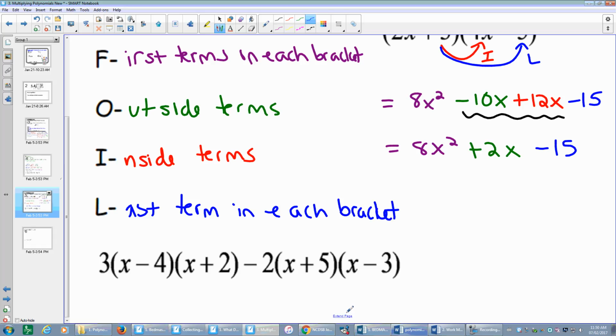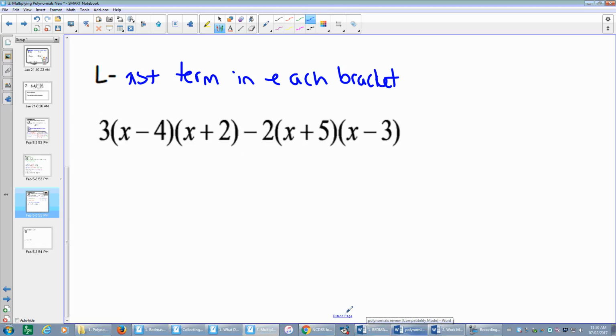Okay, we're now going to go on to this example here. I have two sets of FOIL, but I also have a constant on the outside of each term. So what we're going to do is take care of my FOIL first. That means I'm going to do a square bracket here and a square bracket here. I'm going to drop down this 3, and then I'll have my bracket in here, and my bracket in there is going to be what I FOIL.